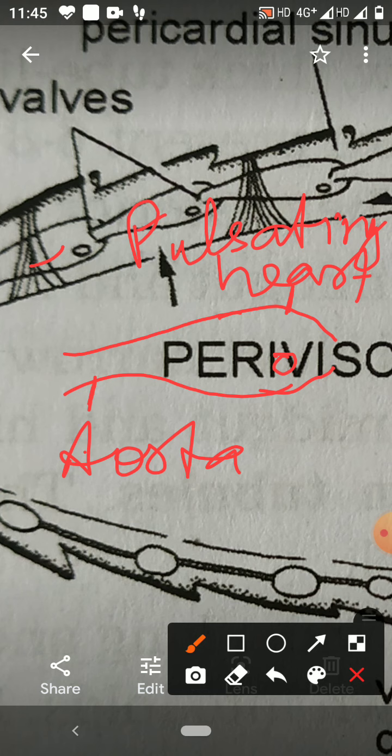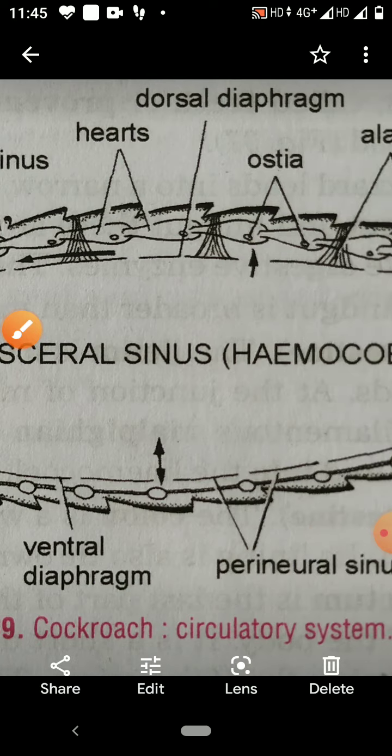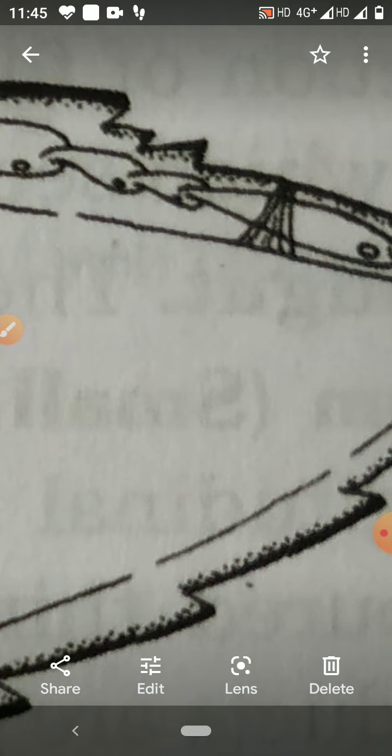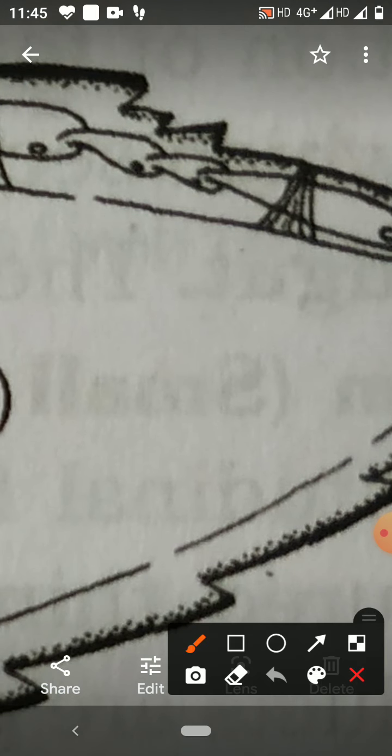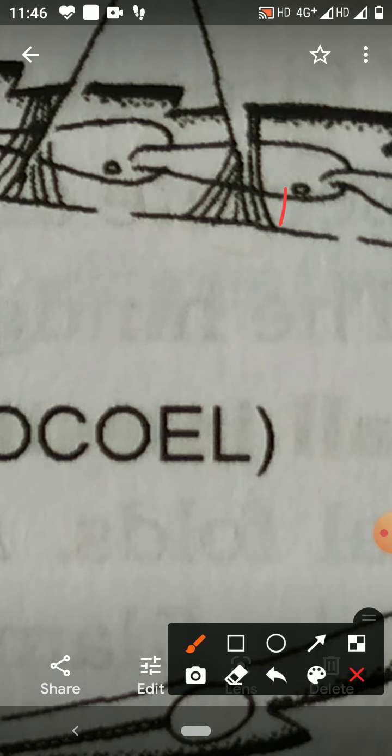This is 1, 2, 3. You can count from the back side. This is 1, 2, 3, 4, again 5, 6. So like this 13 hearts are there. Each chamber of the heart is communicated to the anterior side by the aorta.